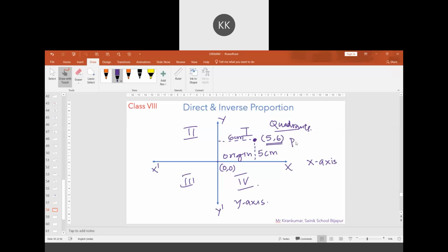This gives the position. Sir, why can't it be 6, 5, sir? Why can't it be 6, 5? The reason is we always take x before y. The distance from the x-axis is considered before the distance from the y-axis. It is a reference.